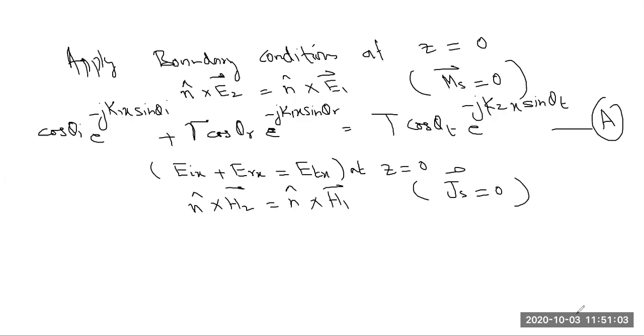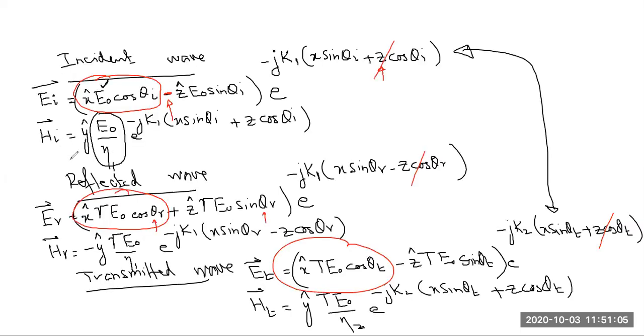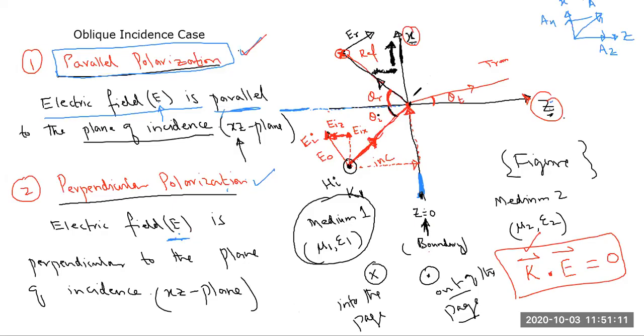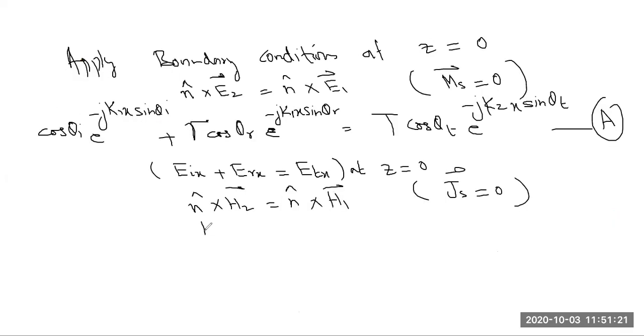Now, magnetic field has only Y component. And from the figure, it's obvious that this is the boundary. So Y component means it will also be tangent to this boundary. So it means we can apply HIY plus HRY must be equal to HTY at Z equal to 0.